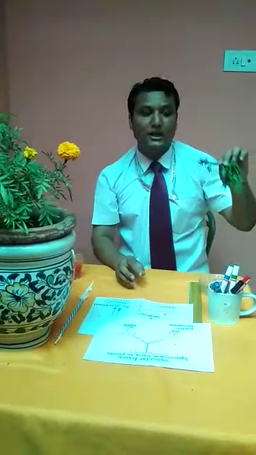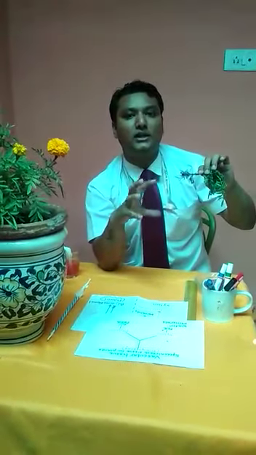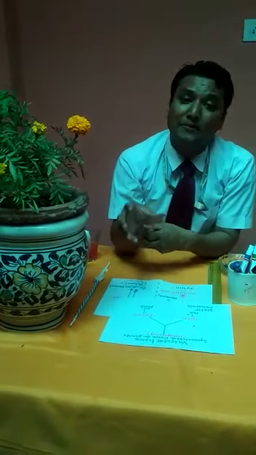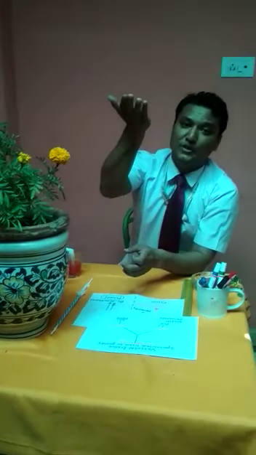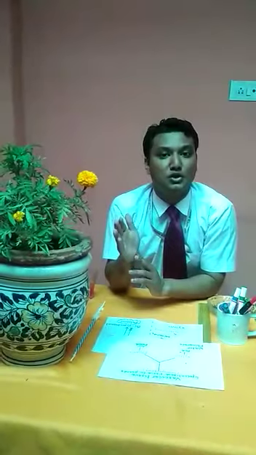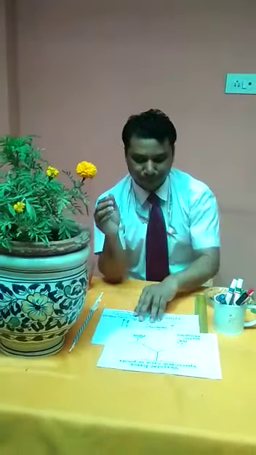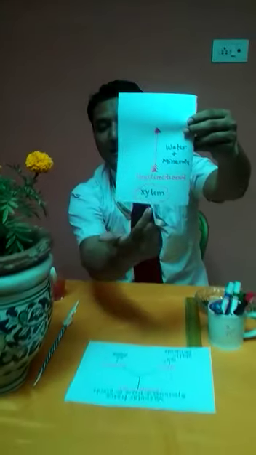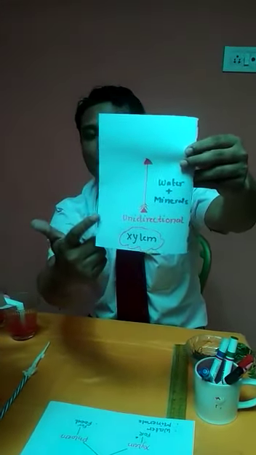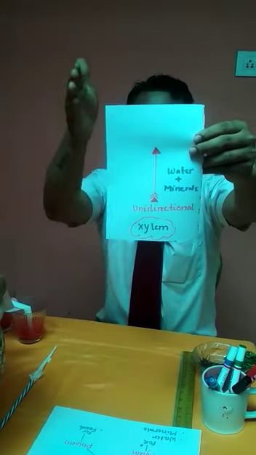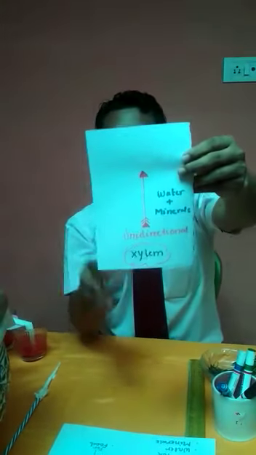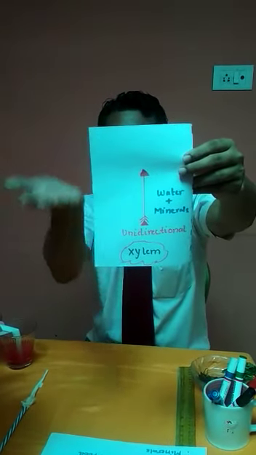Like I have said, the root hair absorbs water and minerals. Now from these root hairs, the water and minerals travel up with the help of the specialized tissue called xylem. Xylem takes the water and minerals up the plant. So the direction of this xylem tissue is unidirectional. From the root hair, the water and minerals are traveling up.